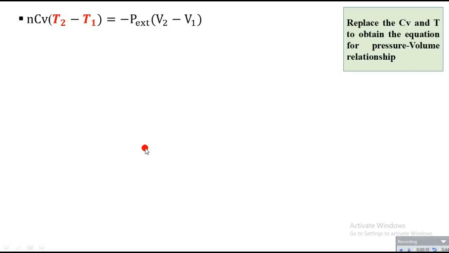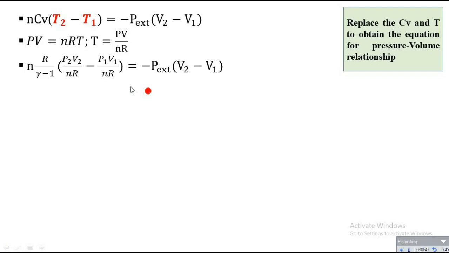Now we are replacing the Cv and T to obtain the equation for the pressure volume relationship. In this case, we have nCv(T2 minus T1) is equal to minus P external (V2 minus V1). We are going to replace the Cv and the temperature. What is the temperature? PV is equal to nRT, so the temperature is equal to PV over nR. That means here we are going to replace with P2 V2 over nR, and here we replace with P1 V1 over nR. We are replacing the temperature here to get the pressure volume relationship.